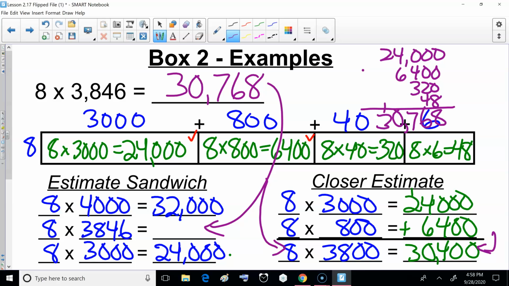A closer estimate gets it a little more narrowed down, where we're just using the thousands and the hundreds place value to find that closer estimate. So pause the video. A lot going on right here, right now. Write this down as an example to help guide you as you do your problems.